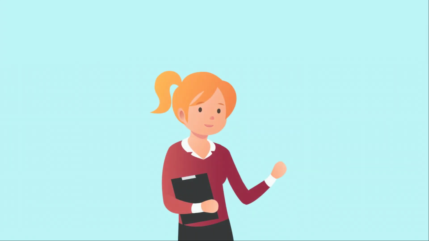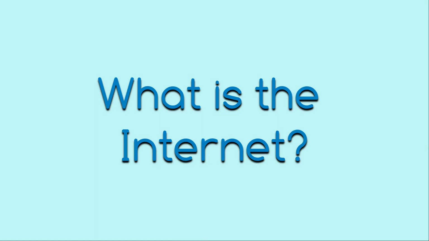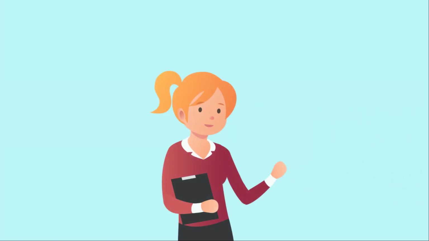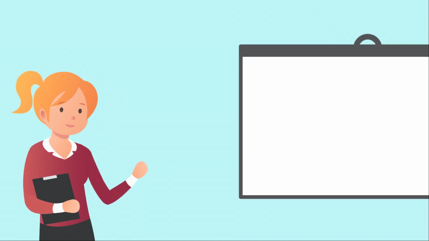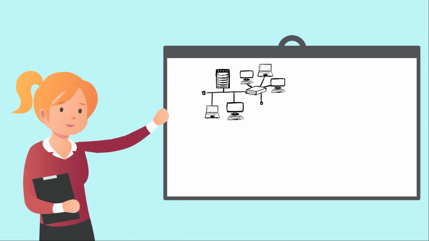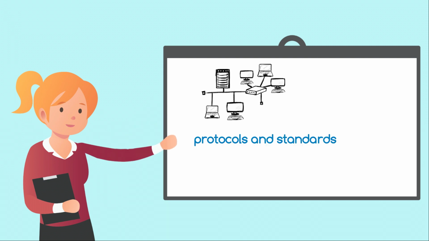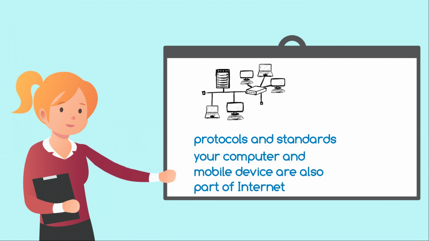Before we explain what a web browser is, we have to first understand what the Internet and the World Wide Web are. The Internet is the set of all devices connected to the network via wired or wireless signal, and the set of protocols and standards by which these devices communicate. Your computer and mobile device are also part of the Internet.